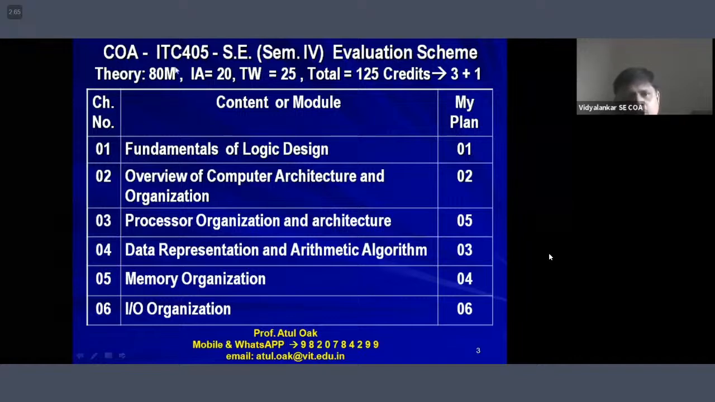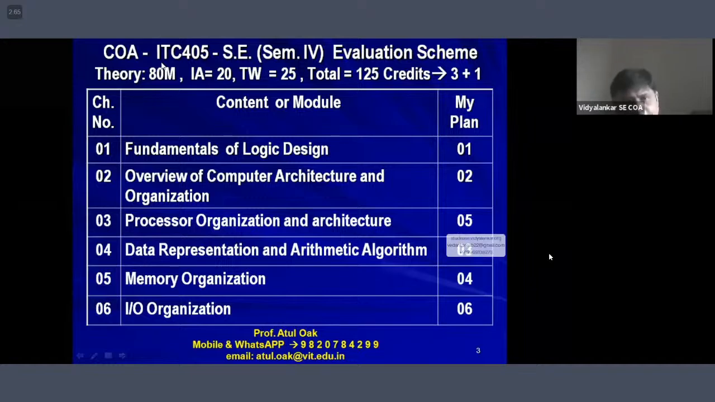Of course, you will be appearing for 18 marks of examination. The pattern of examination is not defined, and it will be decided later. There will be two IA1, IA2 divided by 2, that is 20 marks, and there is a term work of 25 marks, and total weightage is 125. I will be contributing to these 125 marks. That is a simple summary.